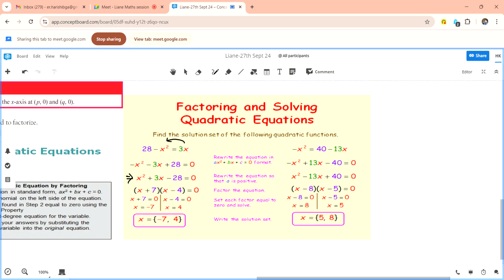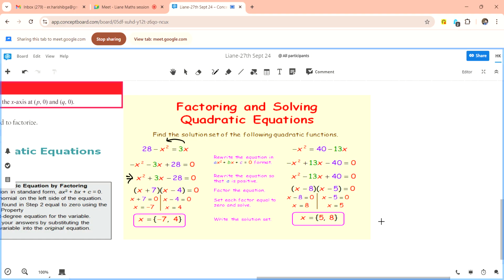Now, step number 4 is very important. That is what the whole process we are doing for, making the two factors. So how am I able to make x plus 7 and x minus 4 here? We need to create the product and sum.